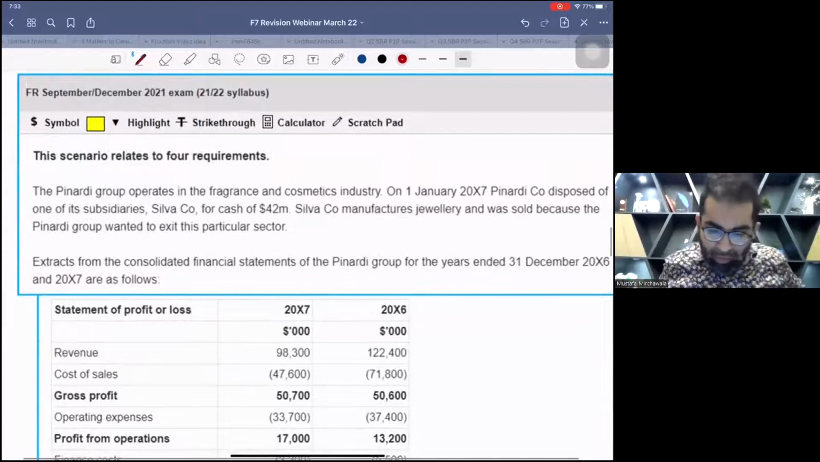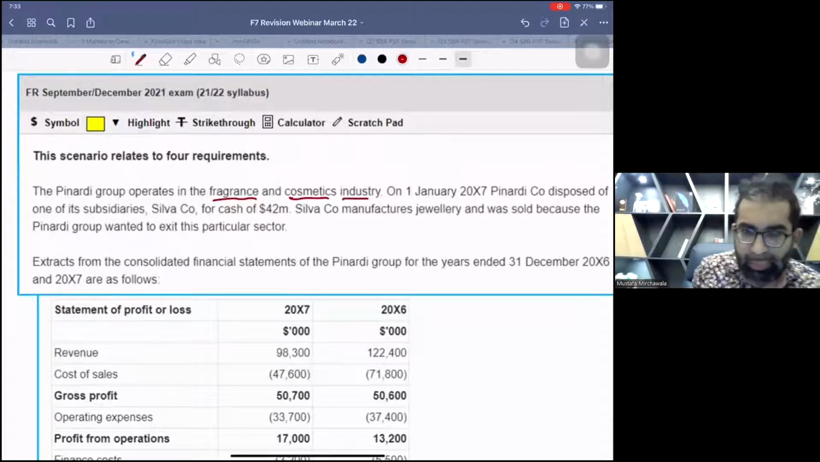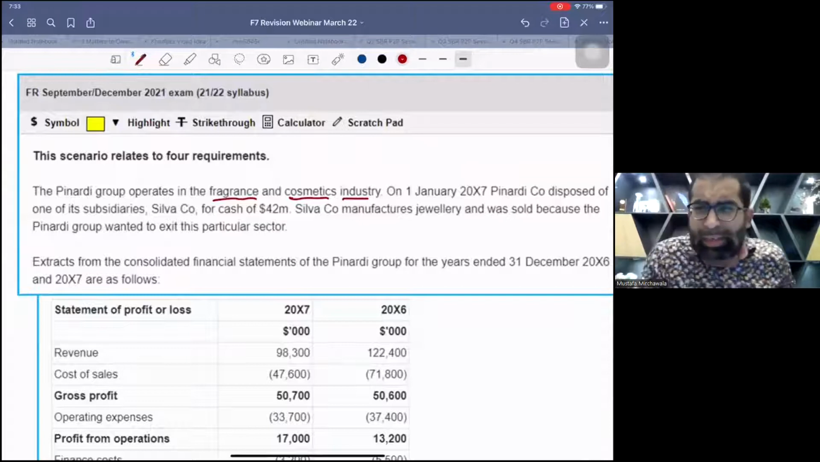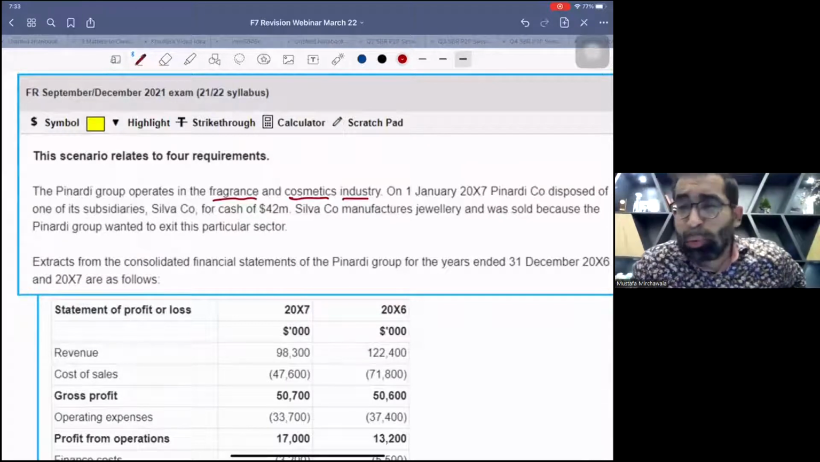The Pinardi Group operates in the fragrance and cosmetic industry. That means they are not dealing with any perishable products. It's not food or something like that. It's a non-perishable product.